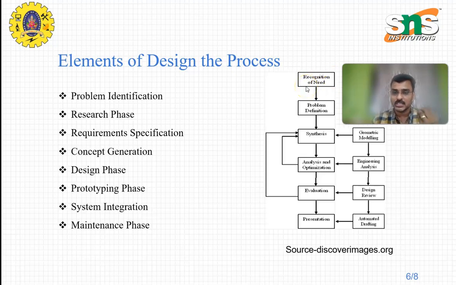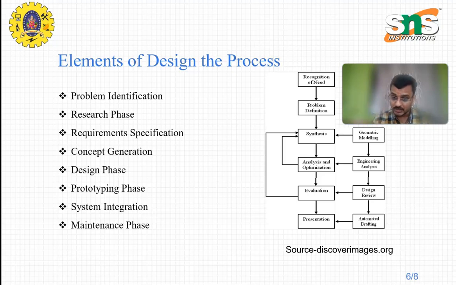These are the block diagram of the elements, where the first one is recognition of need: what the customer requires is to be found out, and then we define that problem for the need of the customer. And then we have to synthesize whether that problem is applicable for all places or for the particular product. So that is to be synthesized, then analyzed and optimized for that particular problem, and we make the evaluation, which will be presented for the design.